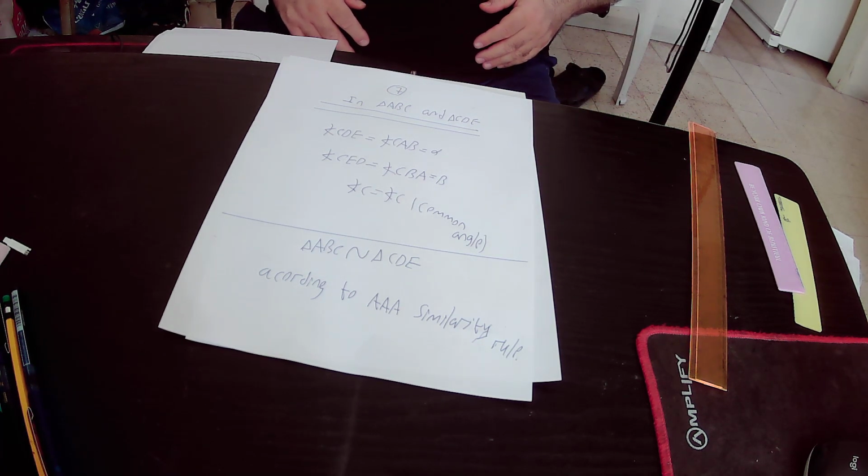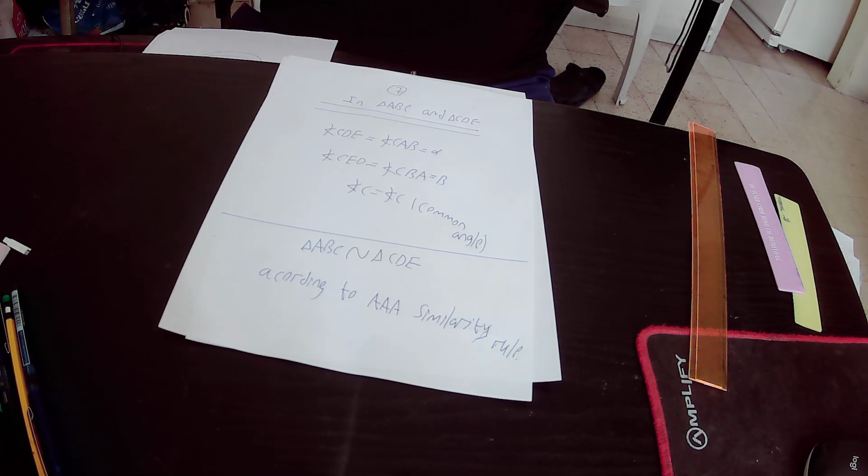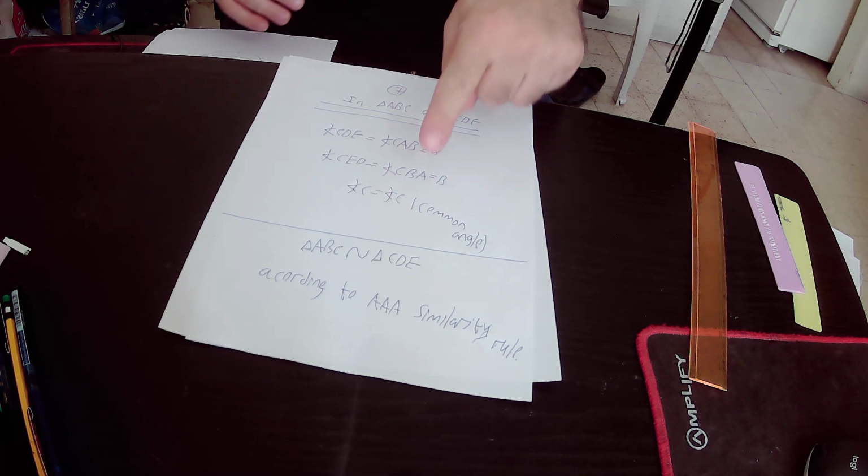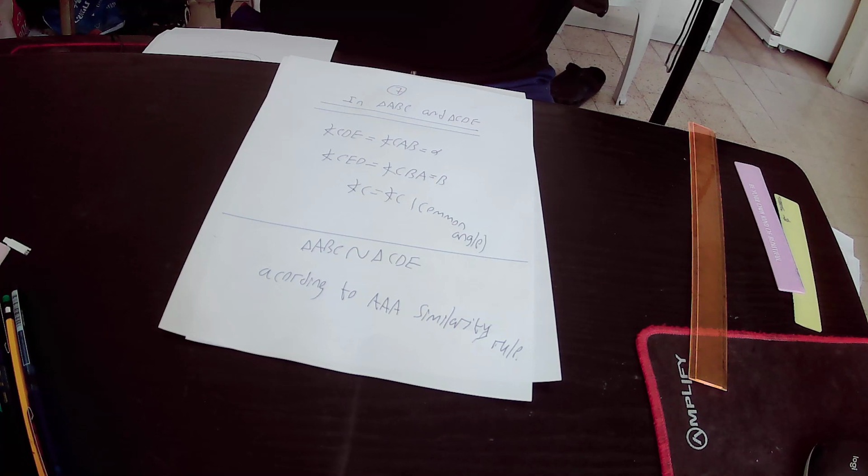And we actually proved that all the angles of triangle ABC are equal to all the angles of triangle CDE. Therefore, we proved that the two triangles are similar to each other. Triangle ABC is similar to triangle CDE according to the angle similarity rule.